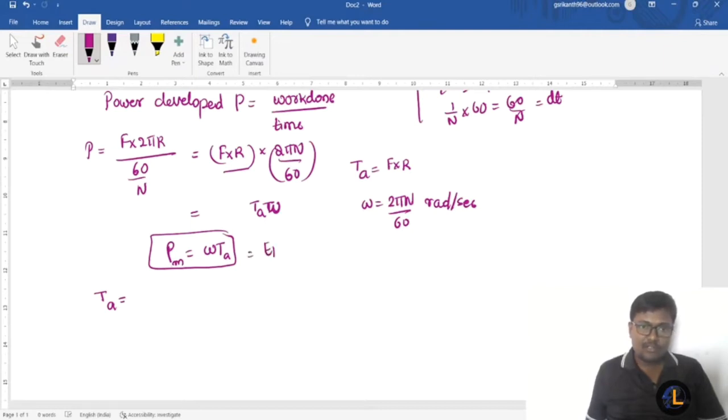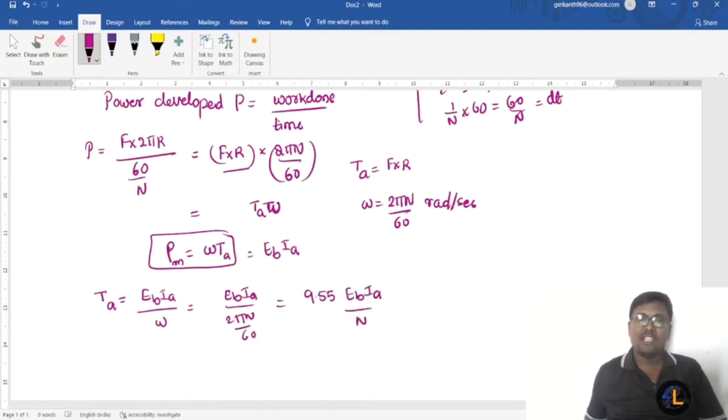And Ta, this is the gross mechanical power which is developed by the armature, that should be equal to Eb into Ia. So Ta is Eb into Ia divided by omega. Substitute omega is equal to 2 pi N by 60. That is equal to 9.55 into Eb into Ia divided by N. The unit of armature torque is newton meter. This is the first step.